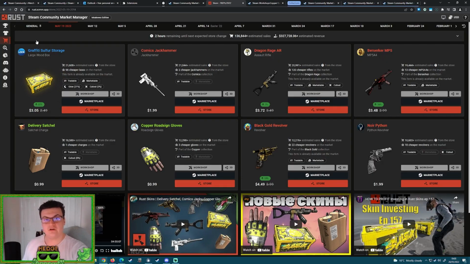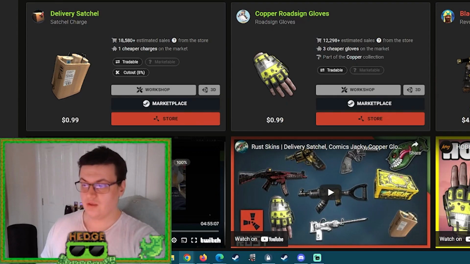Is that oversaturation? Not crazy. Is there going to be people that are going to be dumping on the market? Most likely. But the more and more we see of these being added, more graffiti storages, you're going to start noticing that the demand for the sulfur ones is probably going to go up and up and up.